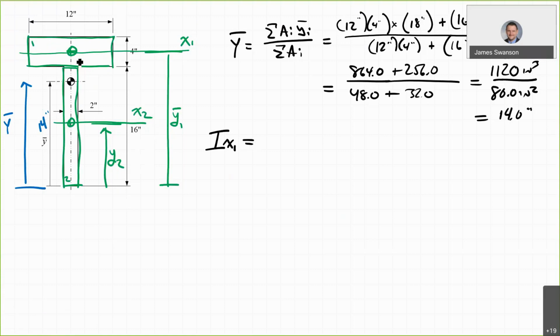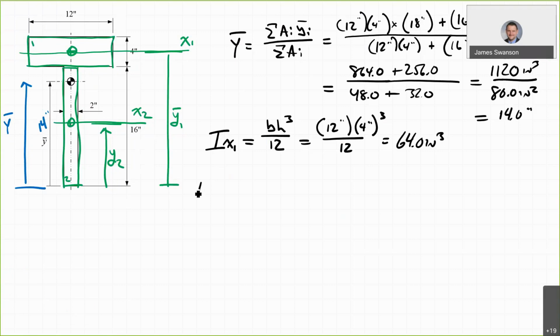That's a rectangular shaped area, and we know that the moment of inertia is equal to b h cubed over 12. So the base is going to be 12 inches, the height is going to be 4 inches, cubed, divided by 12. So 4 cubed times 12 divided by 12, which gives 64 inches cubed.